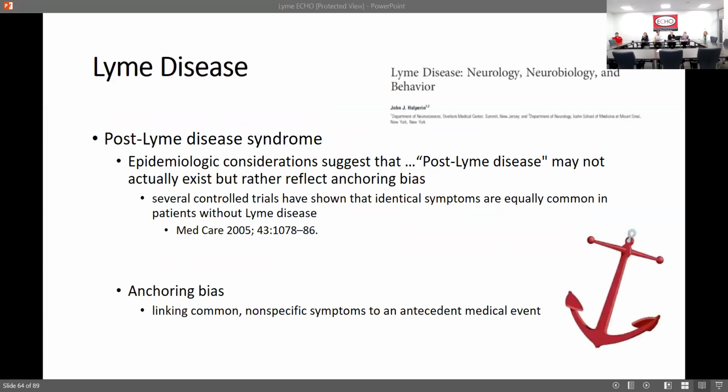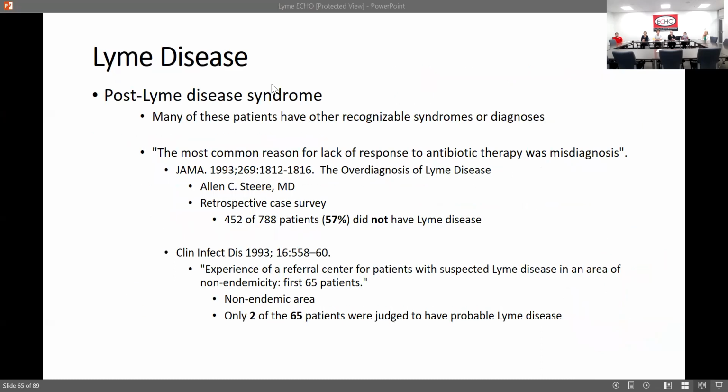There have been, and by the way, I disagree with these studies. There are a lot of people who want to simply say that post-Lyme disease syndrome is an anchoring bias and that people simply feel like aging Americans, and they want to blame all their symptoms on their past tick bite. I don't like this. I don't find this fruitful or helpful. And it is a great way to alienate your patient. So not helpful. I don't tend to go there.